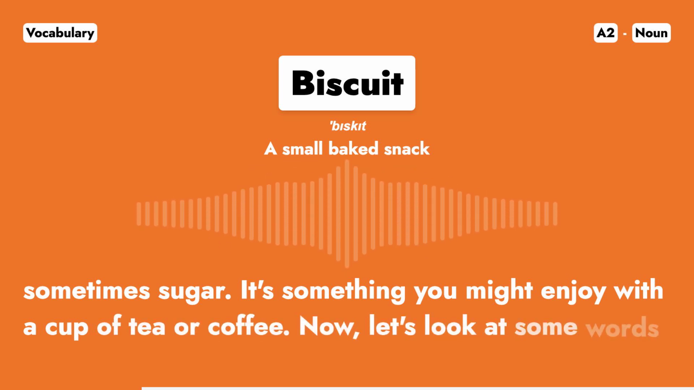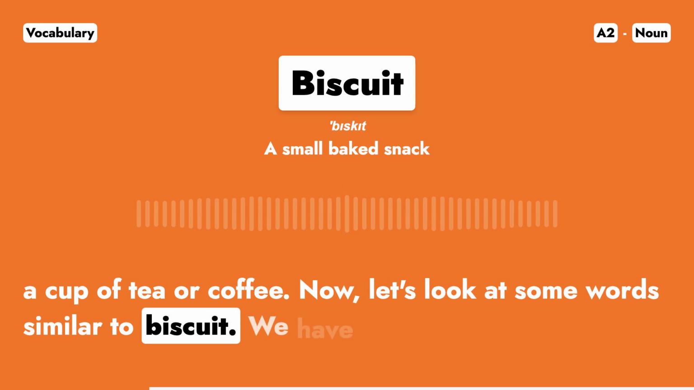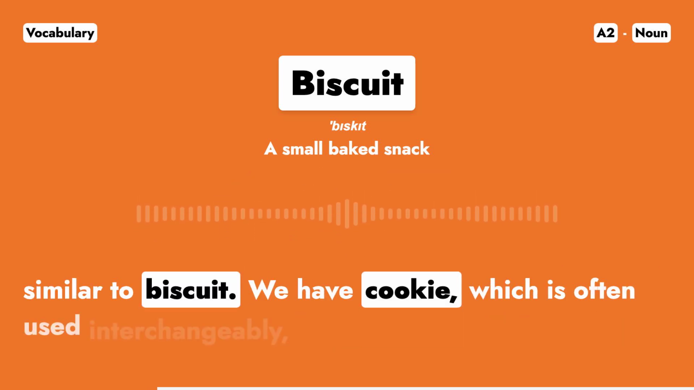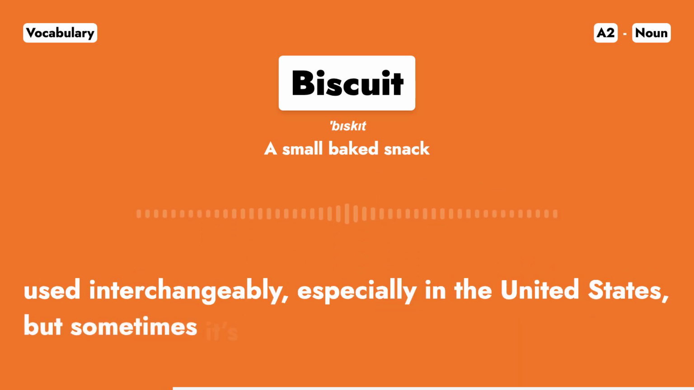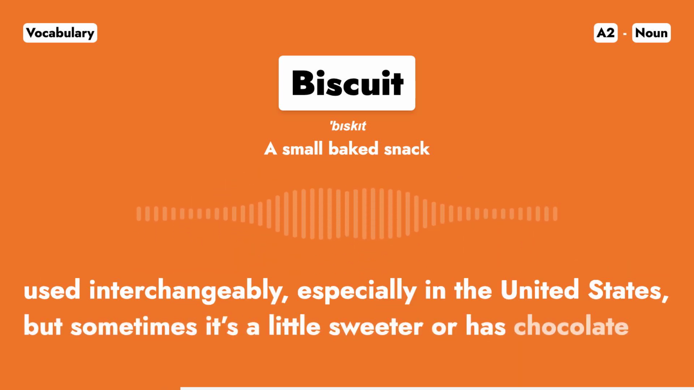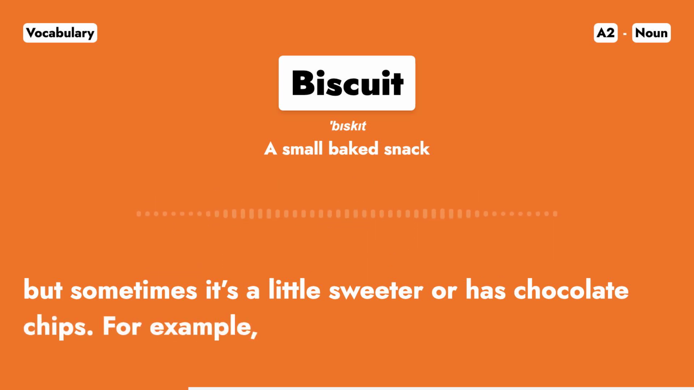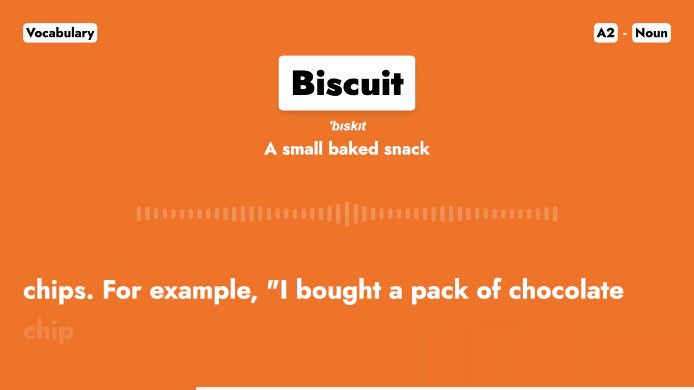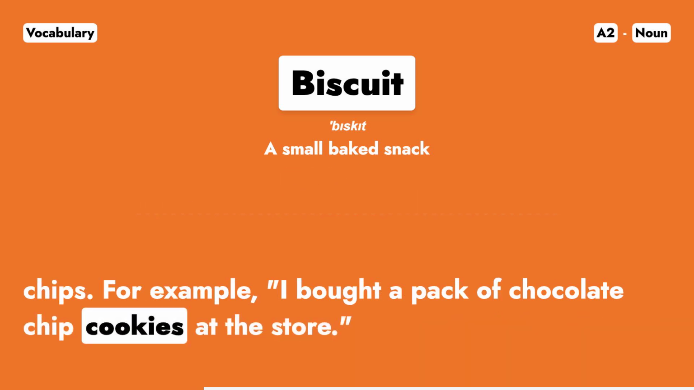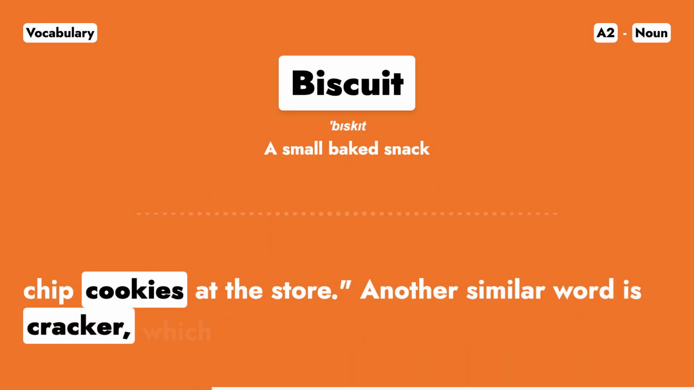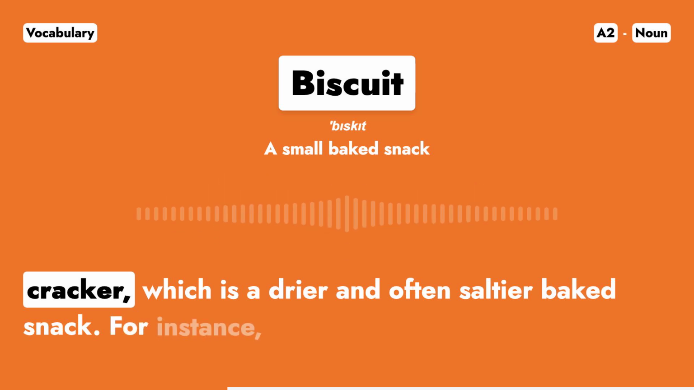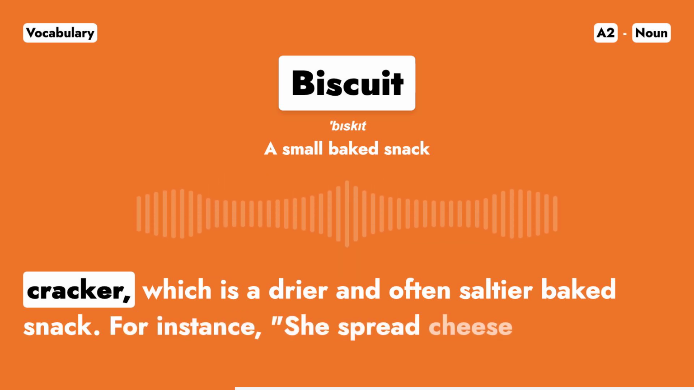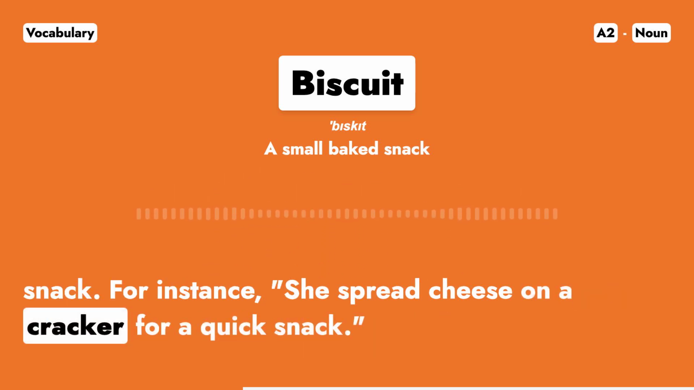Now, let's look at some words similar to biscuit. We have cookie, which is often used interchangeably, especially in the United States, but sometimes it's a little sweeter or has chocolate chips. For example, I bought a pack of chocolate chip cookies at the store. Another similar word is cracker, which is a drier and often saltier baked snack. For instance, she spread cheese on a cracker for a quick snack.